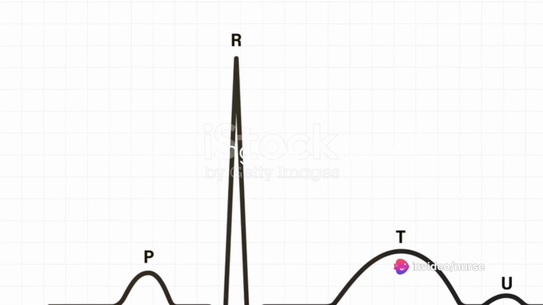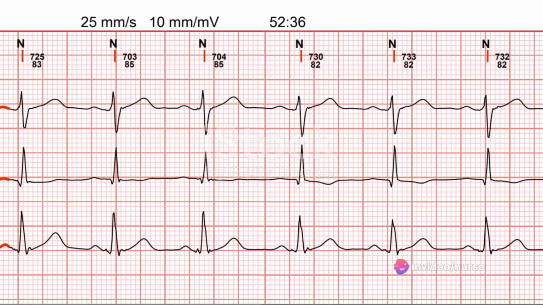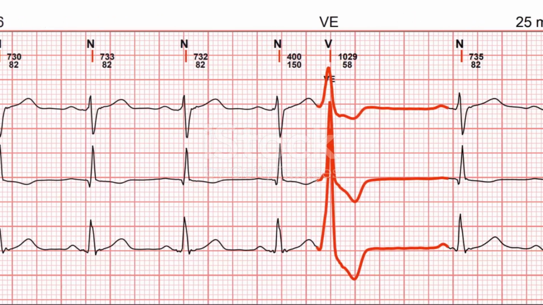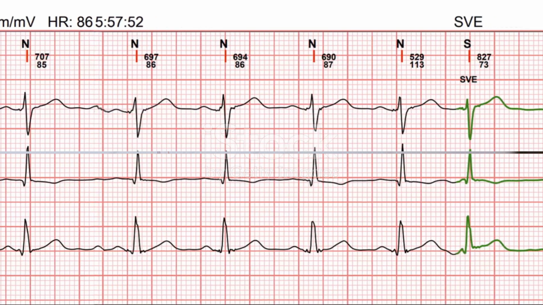The fourth step involves evaluating the P waves, which represent atrial depolarization. They should be upright and uniform in shape. Any deviation from this norm may indicate atrial abnormalities.